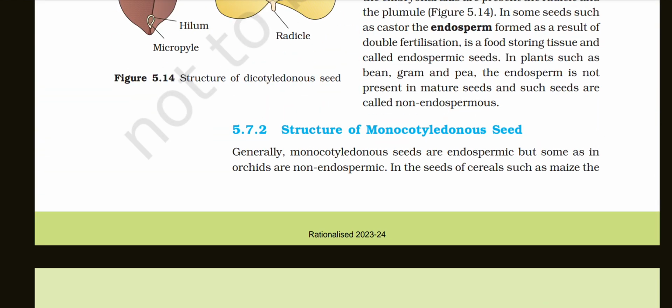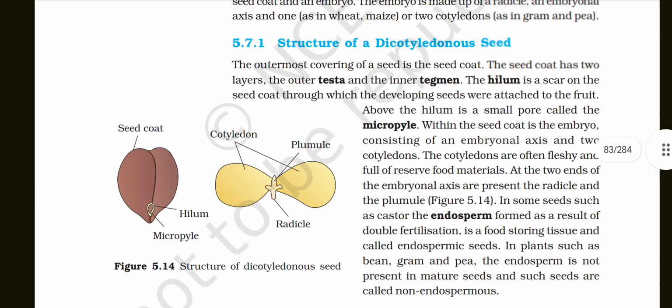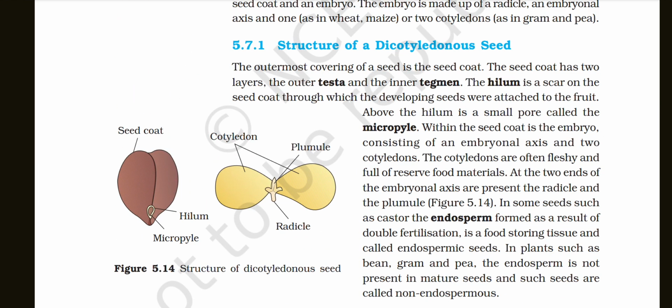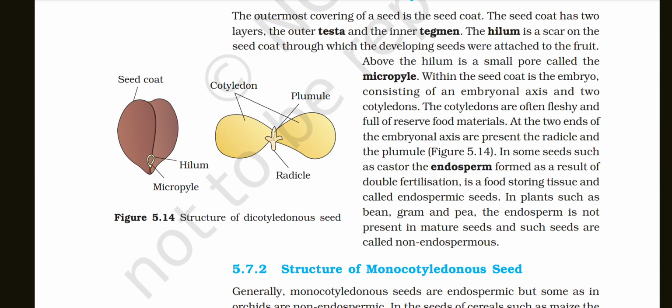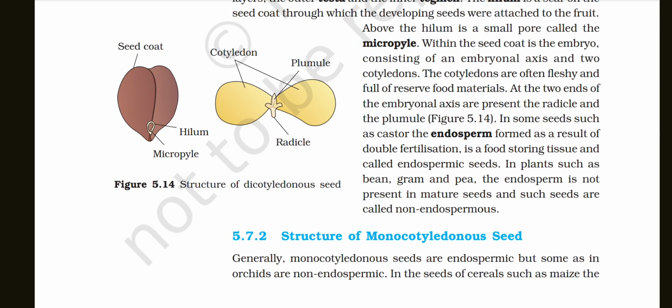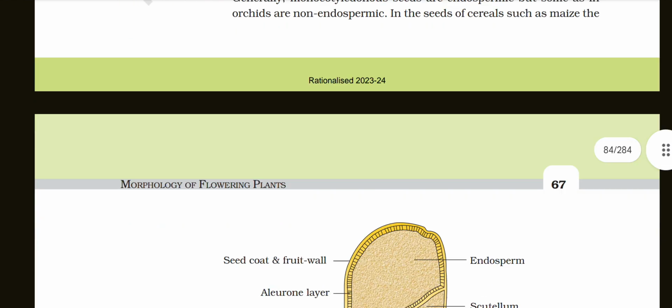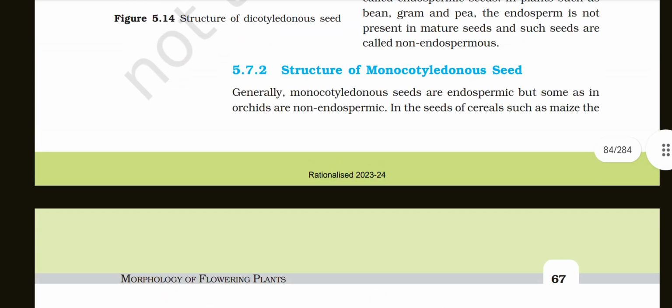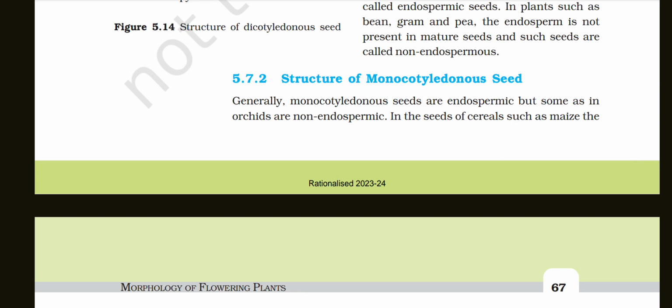Dicotyledonous seeds such as bean, gram, and pea are non-endospermic, but castor is endospermic. Monocotyledonous seeds are endospermic, but some, as in orchids, are non-endospermic.